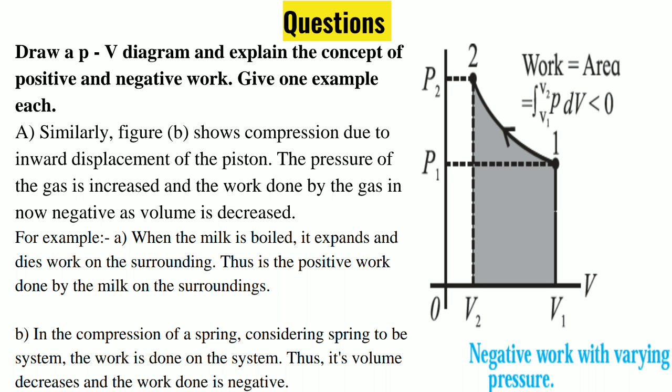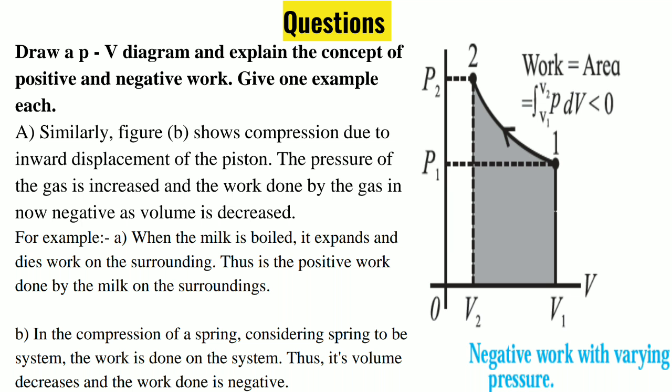So we will read now. Similarly, figure B shows compression due to inward displacement of the piston. Previously it was outward displacement, now it is inward displacement. The pressure of the gas is increased and the work done by the gas is now negative, as the volume is decreasing. Previously work done was positive. Why was it termed positive? Because volume was increasing.